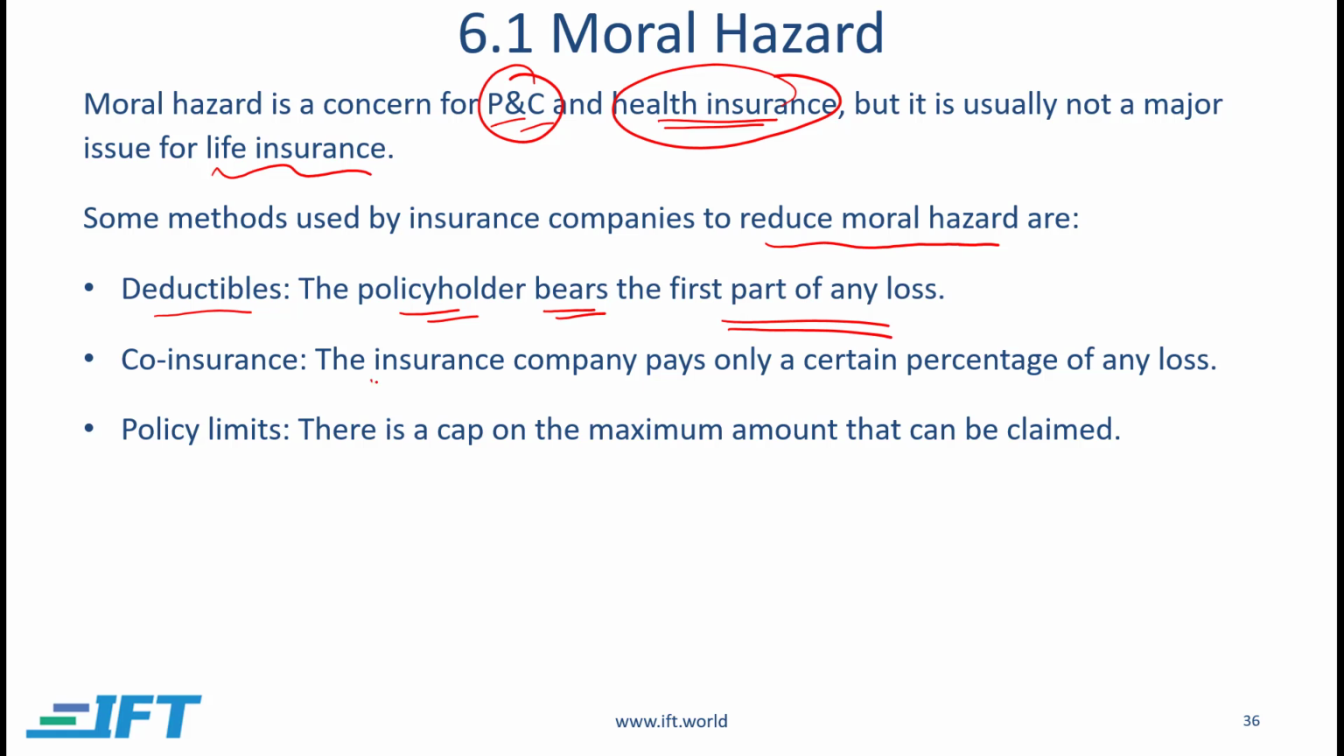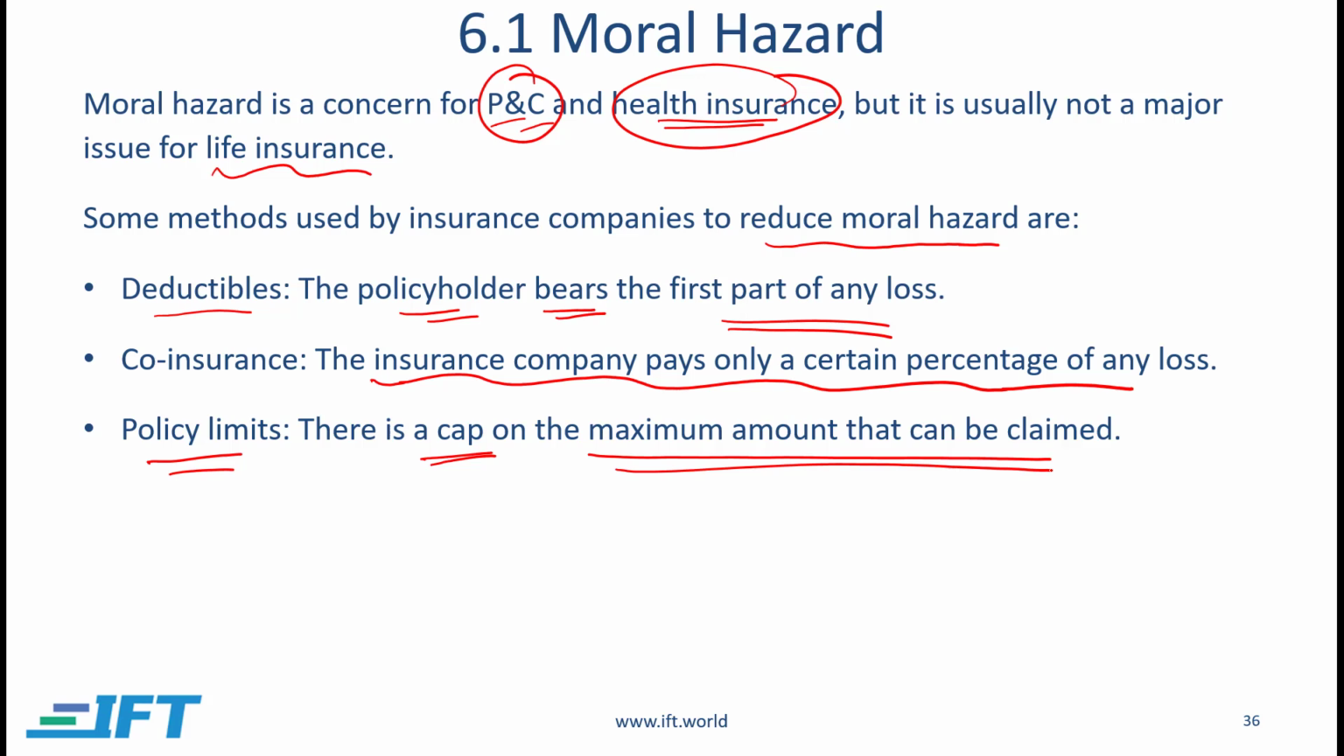Co-insurance, which means the insurance company will only pay a certain part of any loss. Again, that reduces the burden on the insurance company and increases the burden on the individual, and therefore they would try and mitigate any possibility of losses. And then of course a policy limit or a cap, which is a maximum amount that can be claimed on any of these policies.